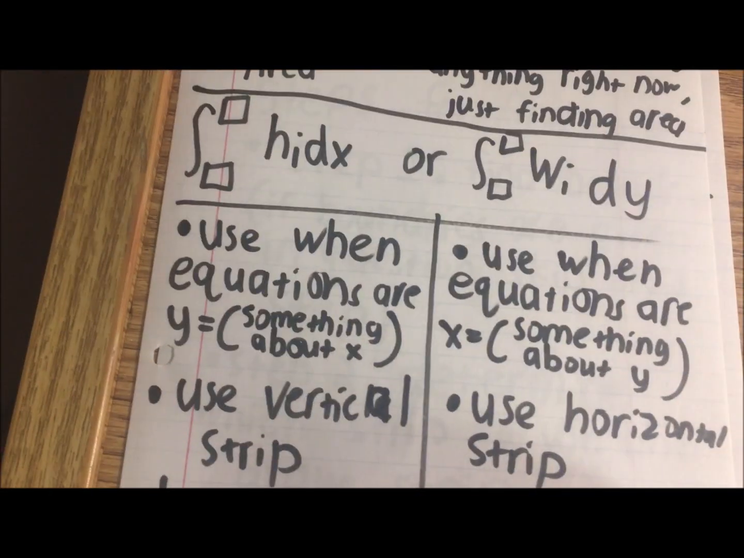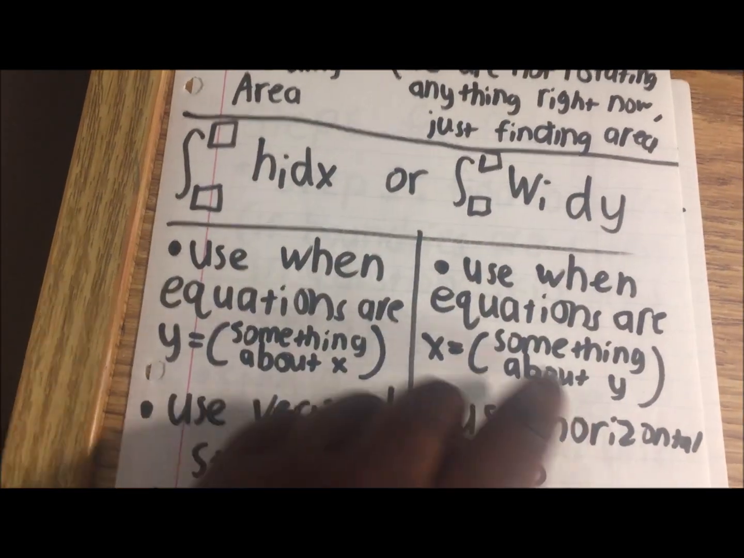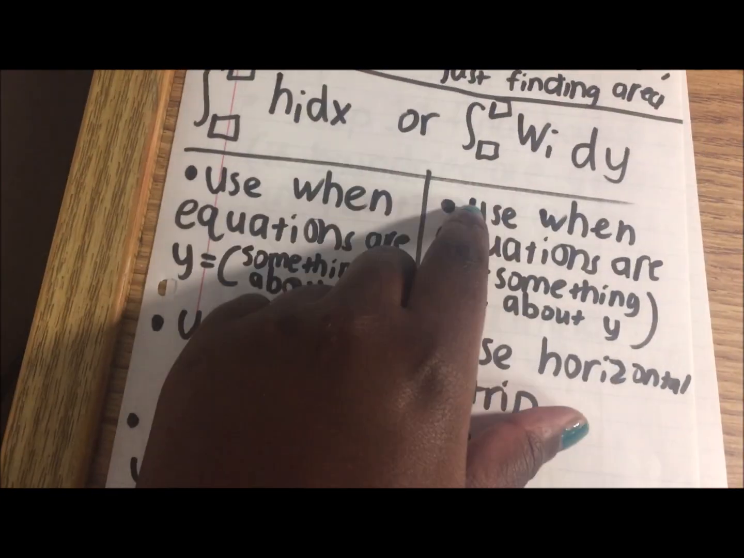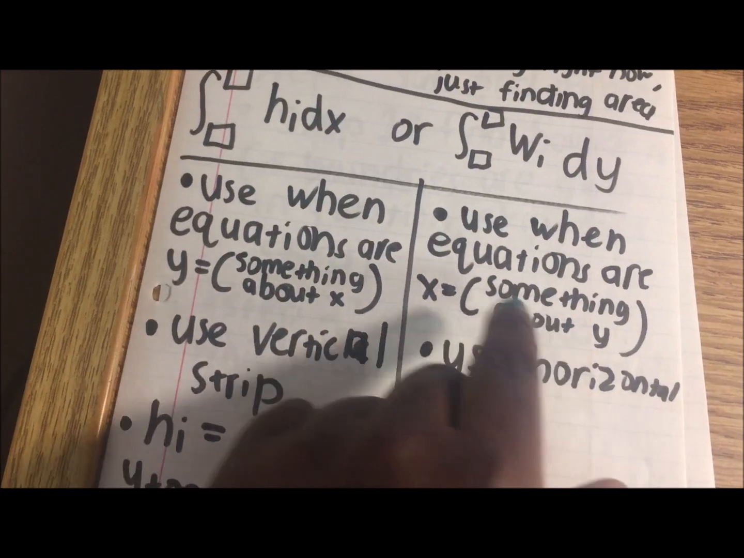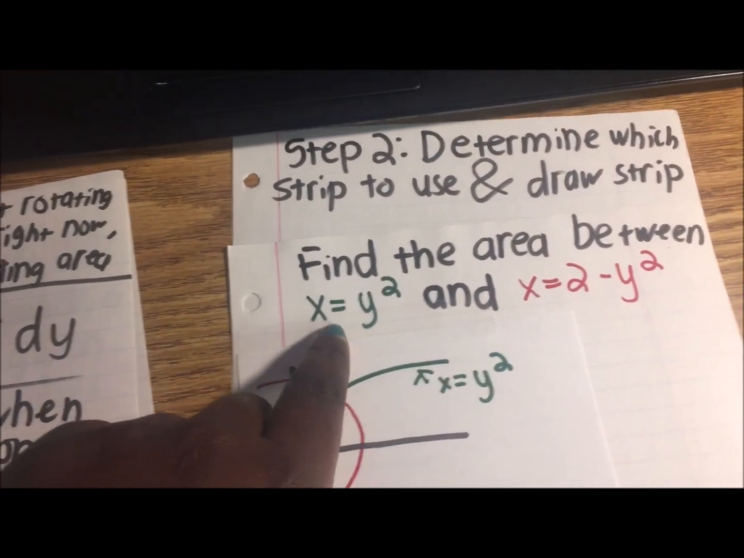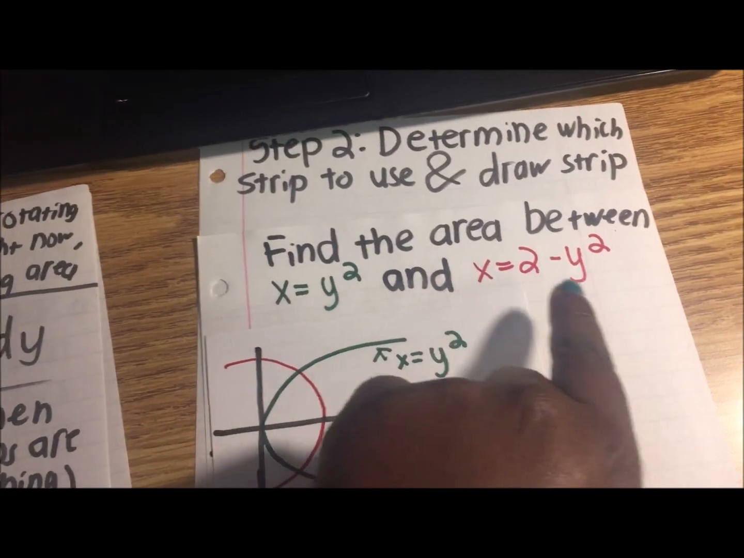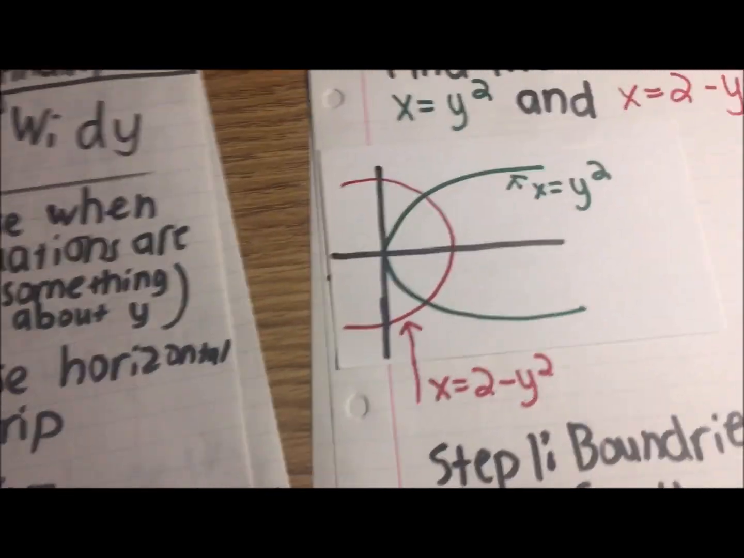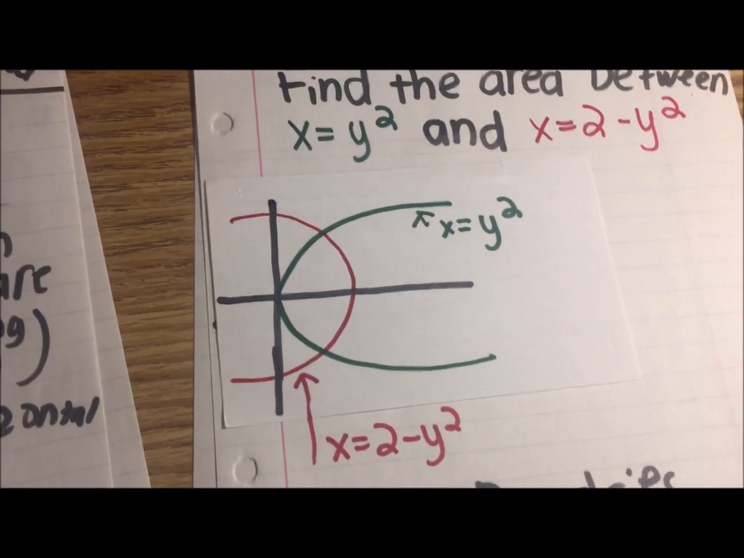So if we go back to the chart that I had, we can use wi, and we can use a horizontal strip, because for wi we use it when the equations are x equals something about y. Here x equals something about y, here x equals something about y. So because of that, we're going to use the horizontal strip. Let me draw that.